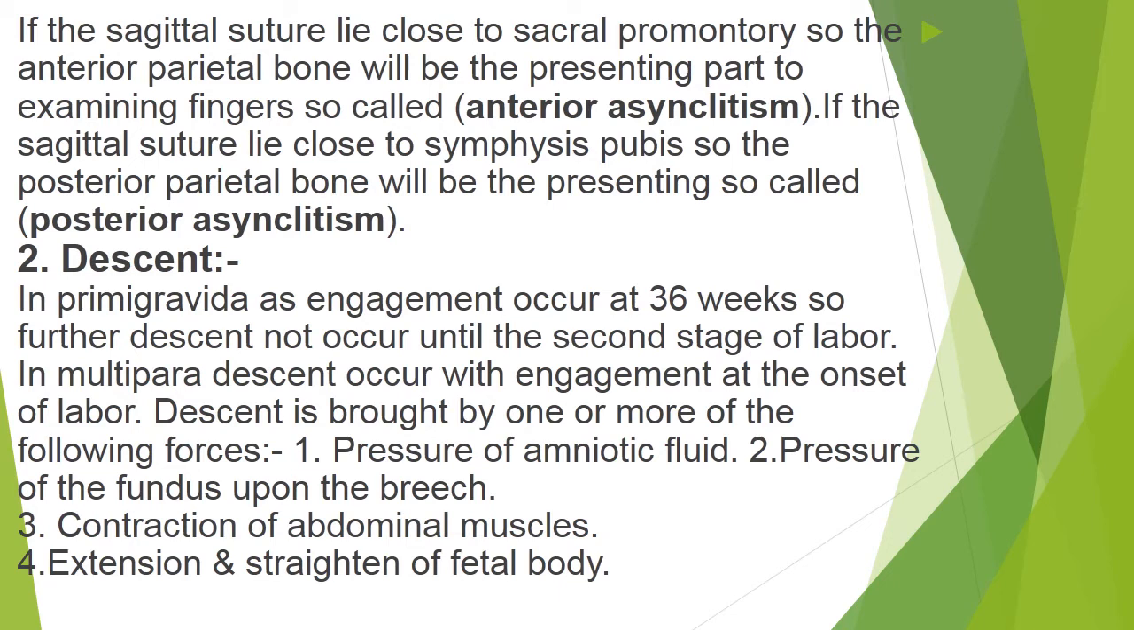The second movement essential to complete the process of delivery is the descent. In primigravida, as engagement occurs at the 36th week in the majority of them, further descent will not occur until the second stage of labor. I mean when there is full dilatation of the cervix. But in multipara, the descent occurs with engagement at the onset of labor.